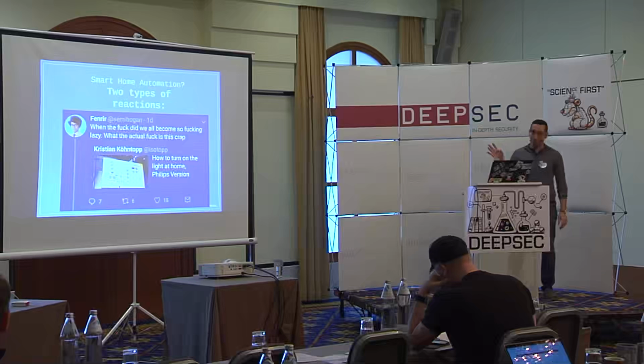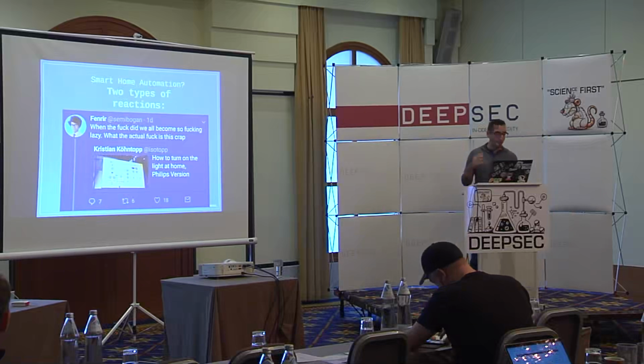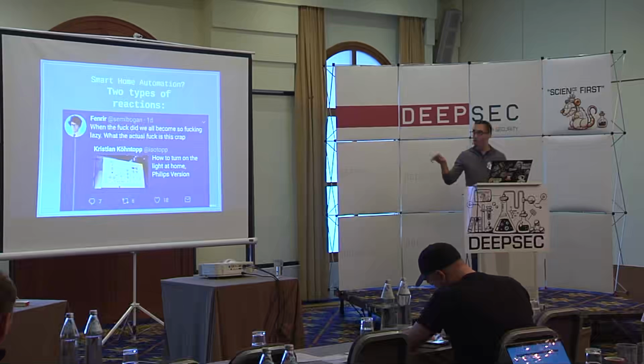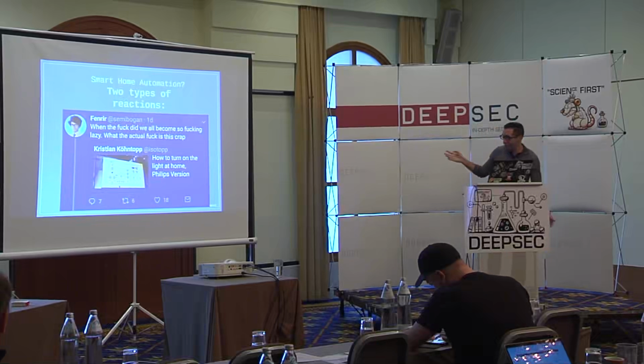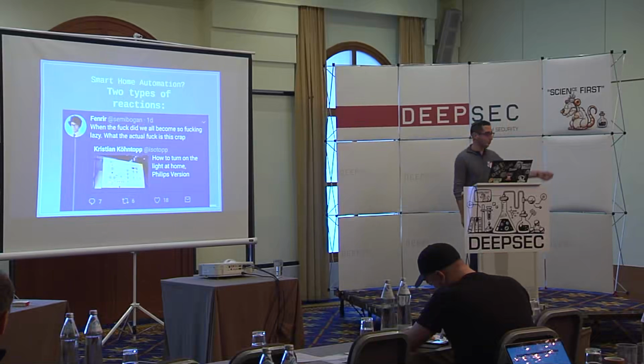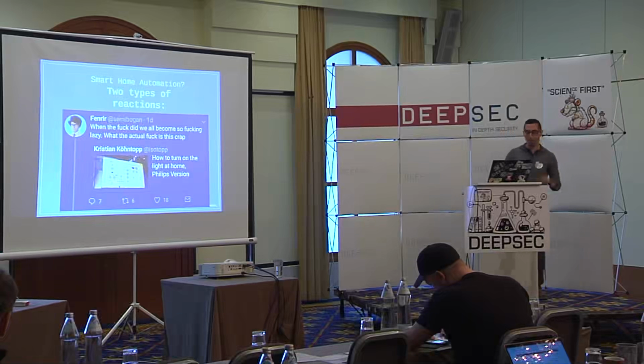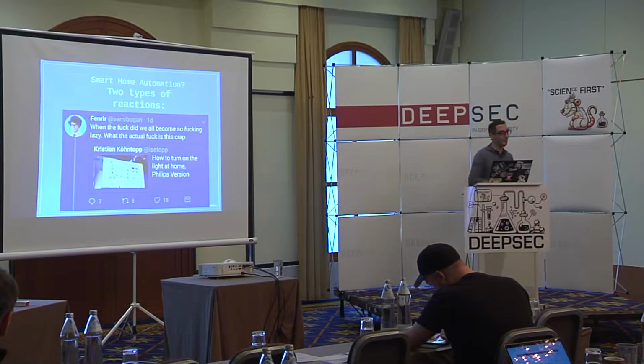The other reaction is basically that. I'll read it out without the profanities. When the F did we all become so effing lazy? What is the actual F is this crap? And this was according to Philips, showing a very complete, very complex diagram at the AWS Summit about how to, this diagram is basically how to turn on and off the light at your home. And if you can see the diagram, it's mainly comprised of, I don't know, like 20 components instead of one switch that you need to turn on and off. But of course, it's the whole infrastructure, and Philips were very proud of it. But this reaction is so common that I have to bring it onto this screen.